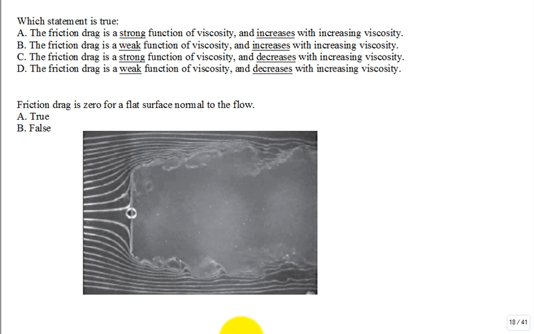Which statement is true? The friction drag is a strong function of viscosity and increases with increasing viscosity. Well, what you want to do is break it in parts. If the statement is true, the first half as well as the second half is true. So just look at the first half. Is the friction drag a strong function of viscosity or a weak function of viscosity? It's strong, so these are gone. You don't have to consider them anymore. It's just between A and C.